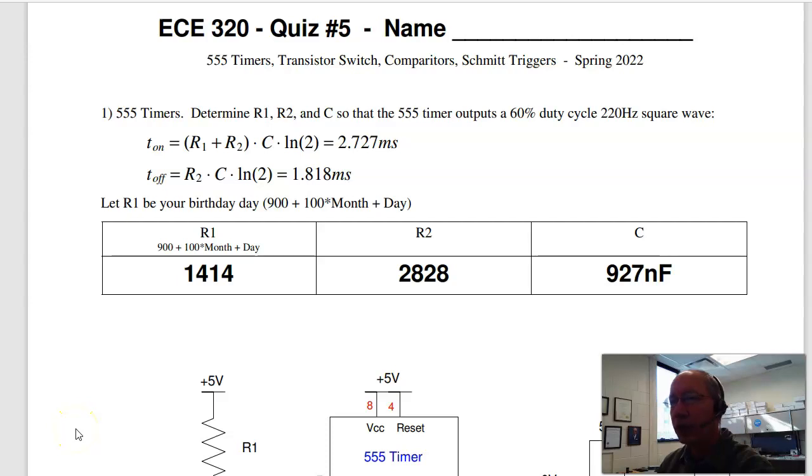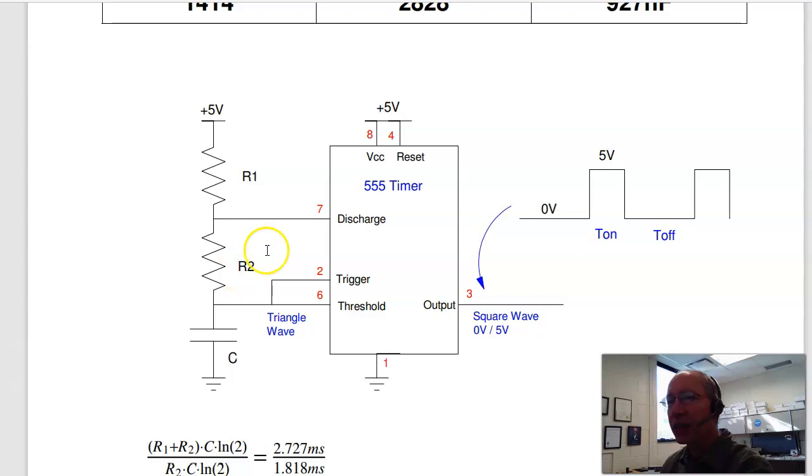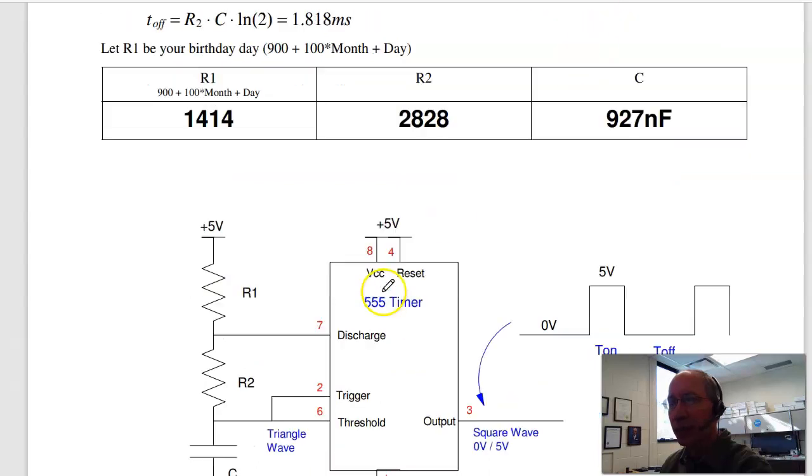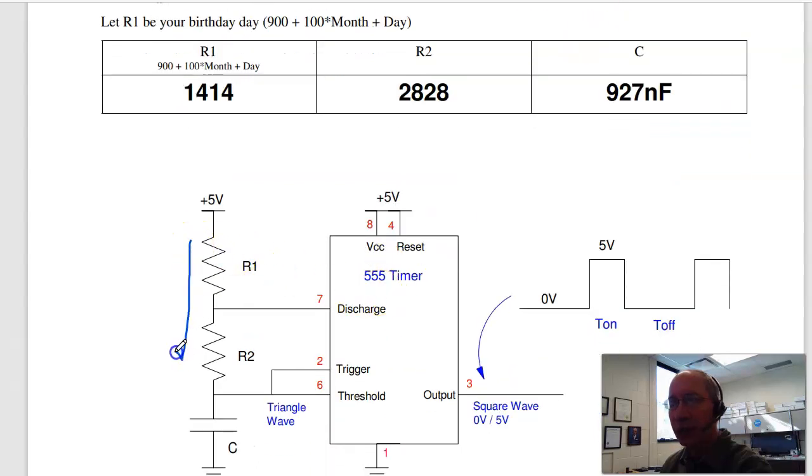Here are solutions to quiz number 5 for ECE 320, Spring 2022. The first problem is, given a 555 timer, find the resistor and capacitor to give you a square wave that has a 60% duty cycle at 220 Hz, meaning that the on time, when you charge through R1 and R2.